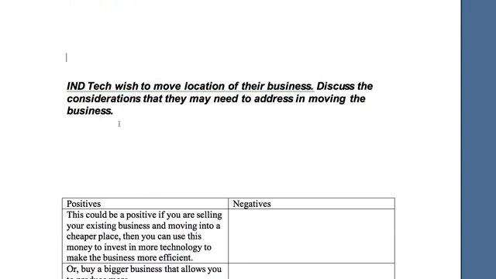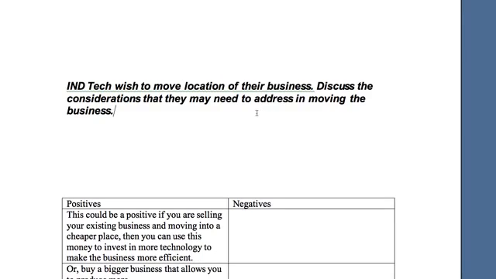In order to do that, rather than going through each and every dot point, because they're fairly self-evident, we're going to look at a HSC style question. This is similar to an essay question that you would get for section 3 of the exam. What it asks is, Intech wish to move location of their business. Discuss the considerations that they may need to address in moving the business.